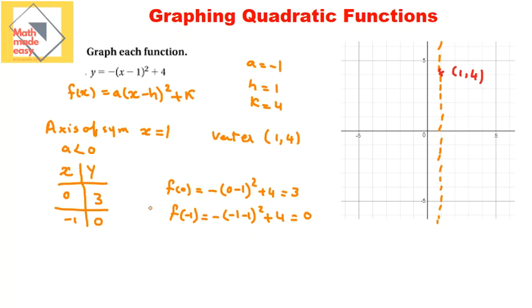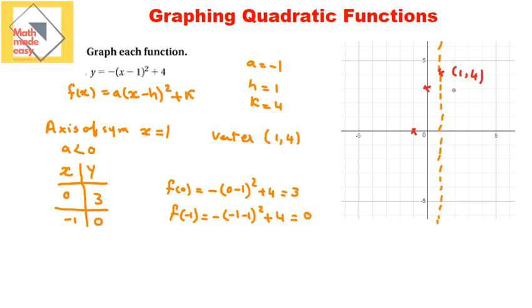I don't need to do any further substitution. This is more than enough. What am I going to do? I'm going to plot these 2 points first, (0, 3). So at (0, 3), this is my first point. And my second point is (negative 1, 0). This is my second point here. Then what? Then I'm going to use the axis of symmetry to reflect these points on the other side.